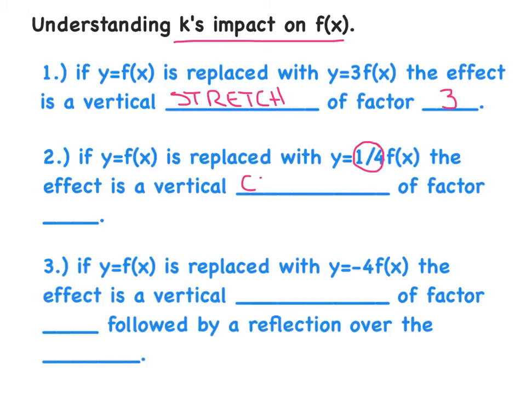In our second one, because our value of k is greater than 0 but smaller than 1, we're going to call it a vertical compression. In other words, every point's going to get a little shorter, or we could say every point's going to get a little closer to the x-axis, and it's a vertical compression by a factor of 1/4.